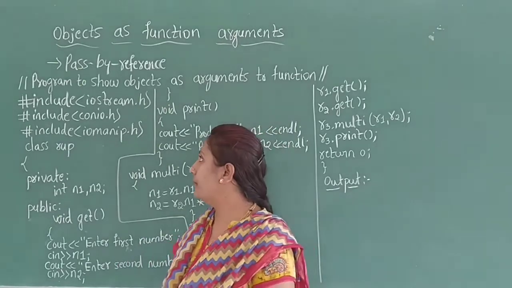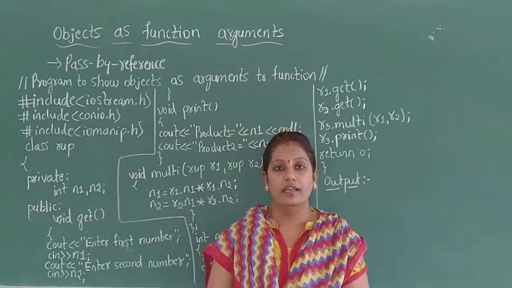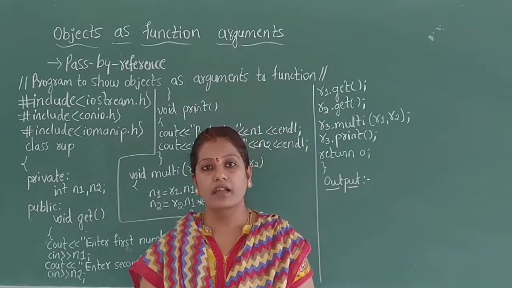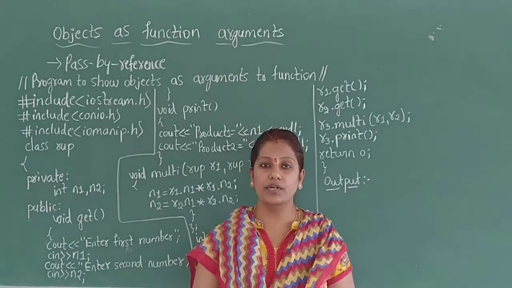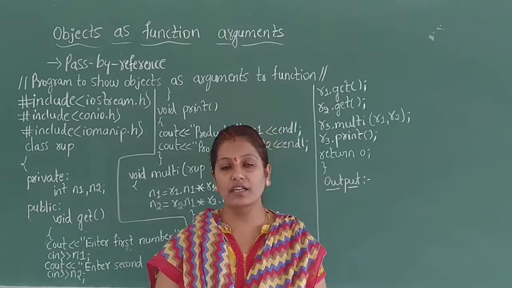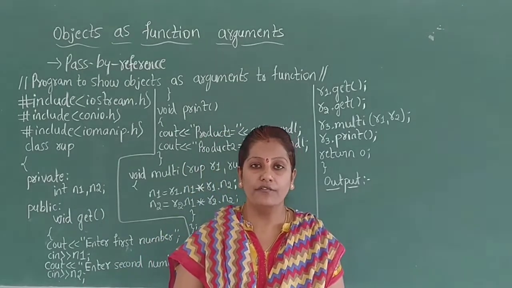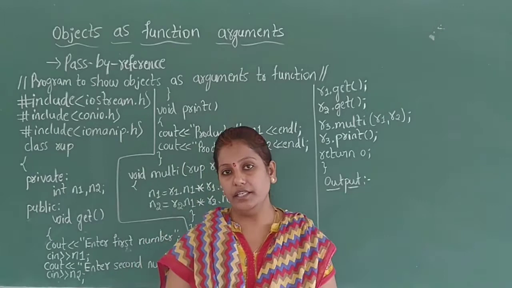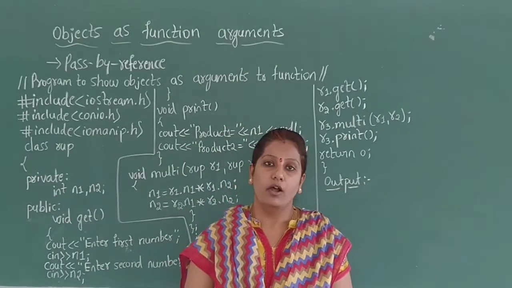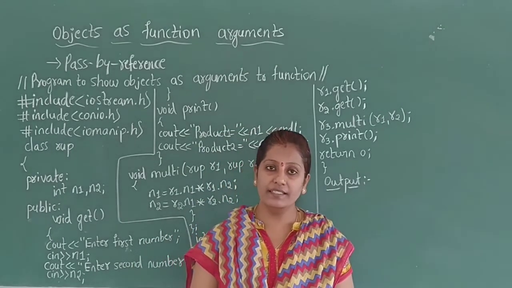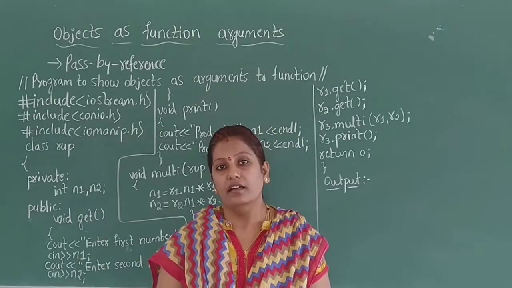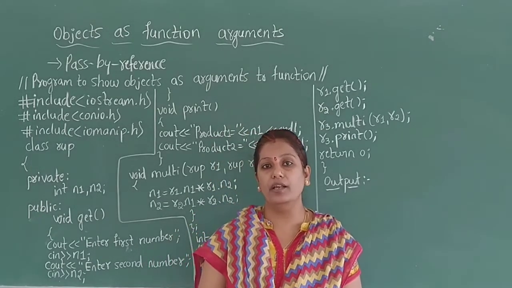Second method is pass by reference. In pass by reference, the address of the object is transferred to the function. Then the function directly works on the original object used in the function call. Any changes made to the object inside the function will reflect in the original object value.